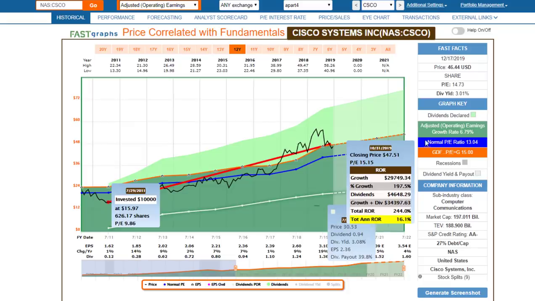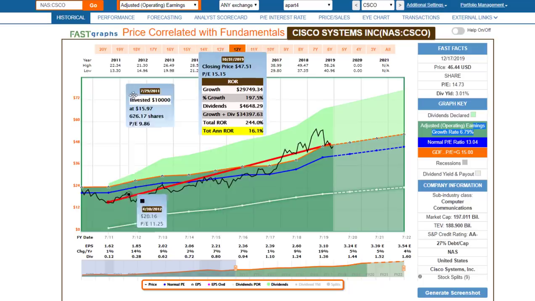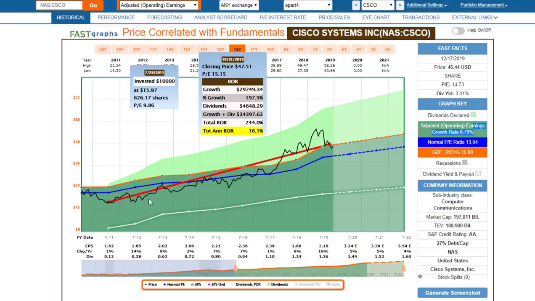I'm going to not hit it perfectly here, but I'm going to be pretty close. You had earnings growing at about 6.79% per year here. And I want you to notice you're looking at a time when investing in Cisco would have averaged over 16%. That's significantly better than the company did, because you got the leverage of buying the stock when it was significantly undervalued during that time.